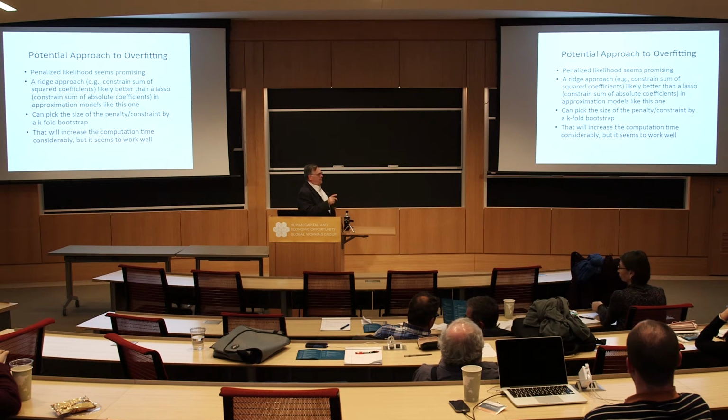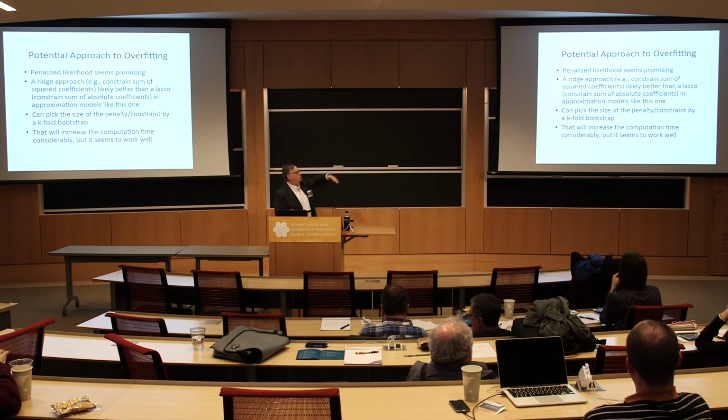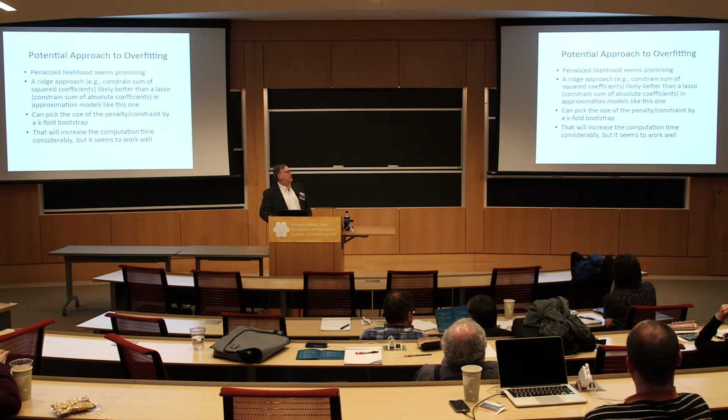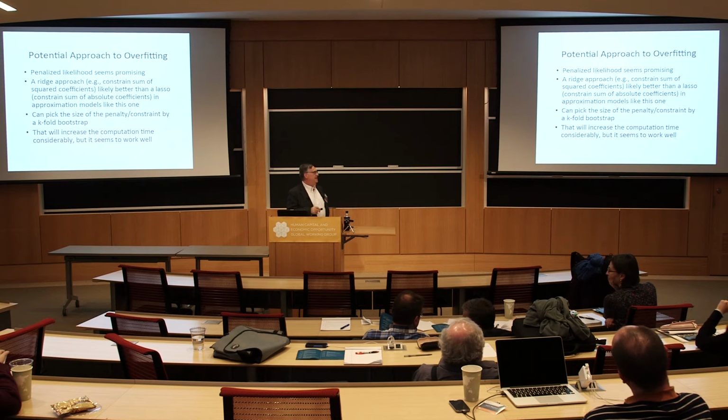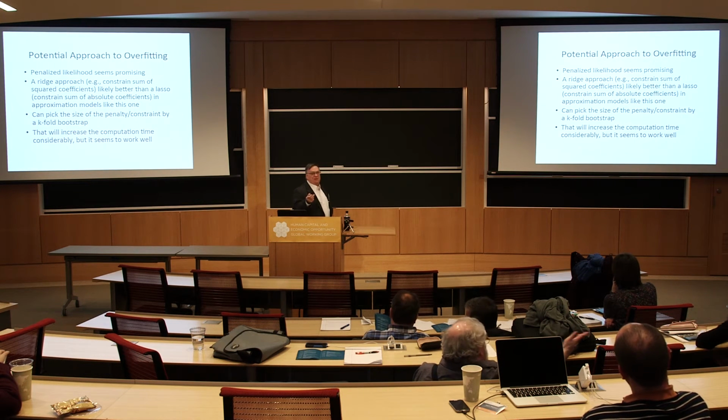So I think something like a penalized likelihood, a ridge approach, or a k-fold cross-validation to try to figure out how you can do this better might be a good way to do it. That will increase the computation time maybe by a factor of 1,000, but computers are cheap these days. And my computers do it all the time.